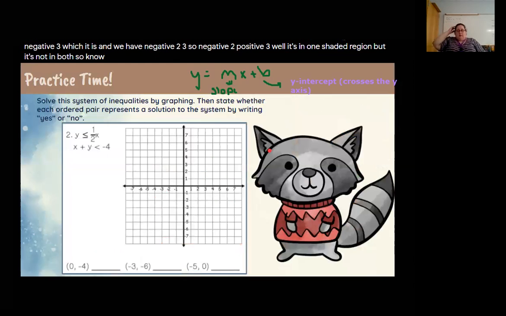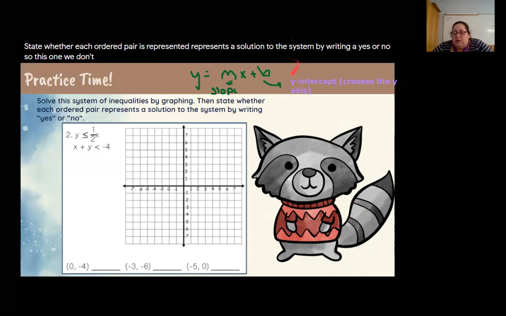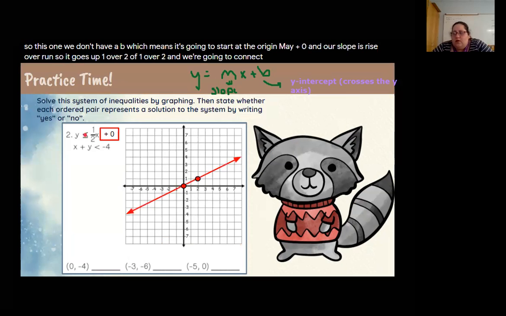We're going to solve the system of inequalities by graphing, and we're going to state whether each ordered pair represents a solution to the system by writing a yes or no. So for this one, we don't have a b, which means it's going to start at the origin, plus 0. And our slope is rise over run, so it goes up 1 over 2. We connect our line, and it's going to be solid because we have less than or equal to.